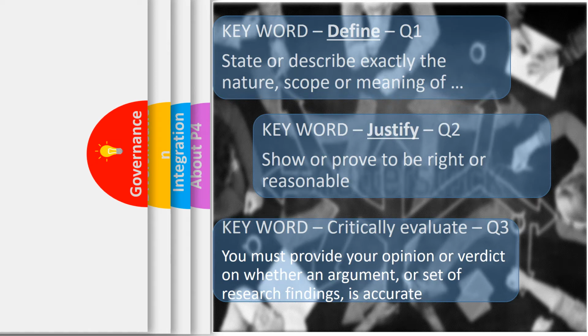Question 2, the key word there was to justify, and justify means to show or prove to be right or reasonable. To justify, prove something to be right or reasonable. And then in question 3, the key words there are critically evaluate. Critically evaluate, which is you must provide your opinion or verdict on whether an argument or set of research findings is accurate. Okay, so that's the key words within the questions that we looked at before.